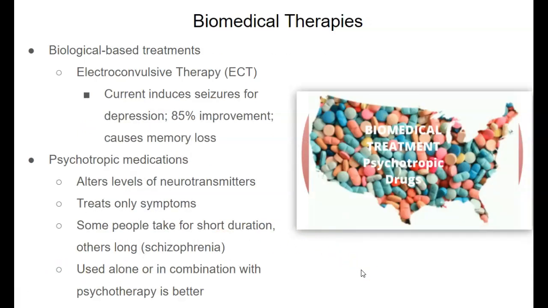So biomedical therapies, as I mentioned before, are either biologically based, like surgeries or treatments or medications. An example of a biologically based treatment that isn't a medication would be ECT, or electroconvulsive therapy. This is when you're inducing mini seizures in a person through electricity. A treatment like this could obviously only be used in extreme cases, and it's particularly effective in extreme cases of clinical depression.